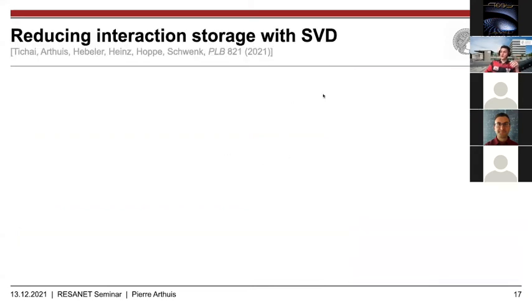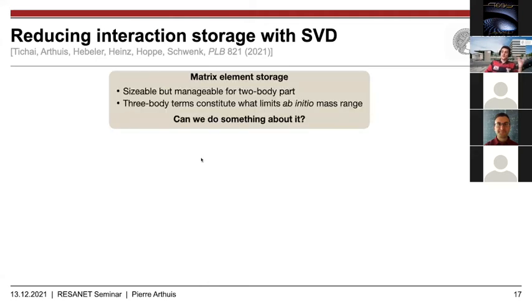And so I want to discuss briefly, on just 2 slides, what we've done in a paper led by Alex and published this year, which is reducing the interaction storage with singular value decomposition. As I was saying, the matrix element storage is a huge problem for us right now. It's sizable but manageable for the two-body part, but the big issue is the three-body terms, which constitute what limits our ab initio mass range at the moment. So the question for us was, okay, can we do something about it?